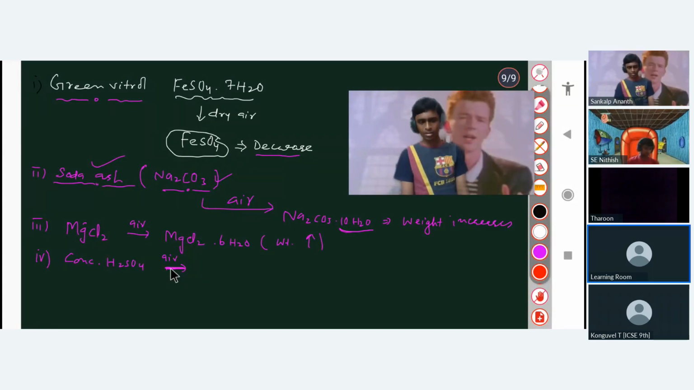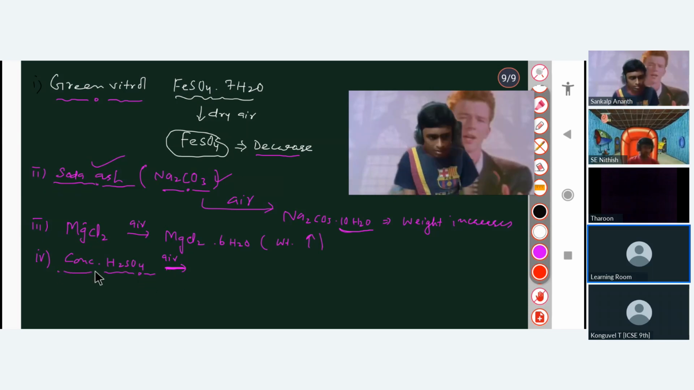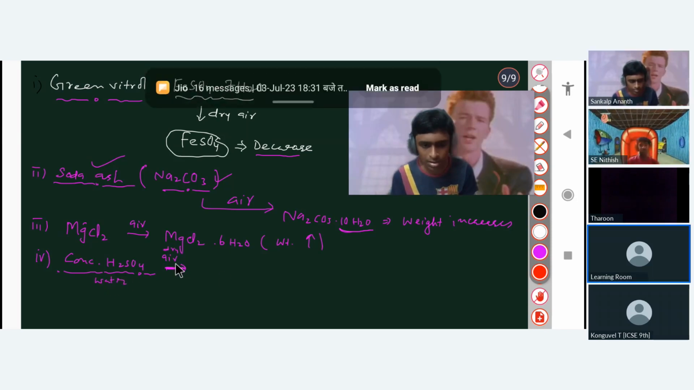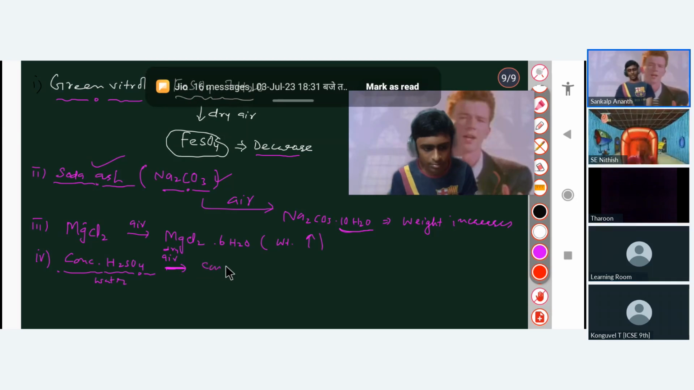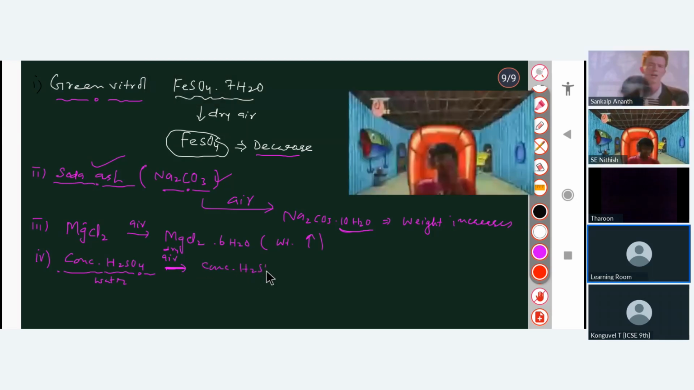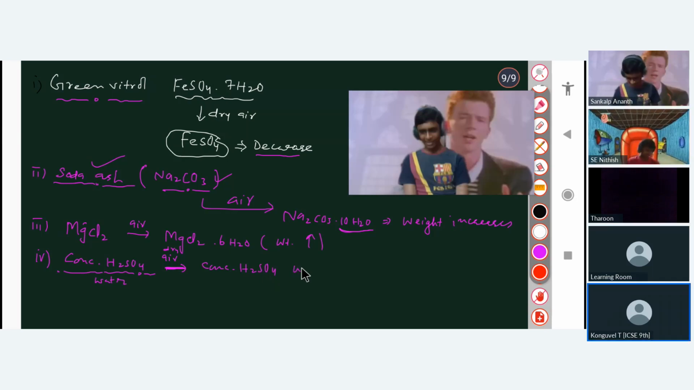See, whenever we have concentrated sulfuric acid, there is some moisture in it, some water in it. So when it is exposed to the dry air, it will actually lose some water, which vaporizes. That means its weight will decrease.